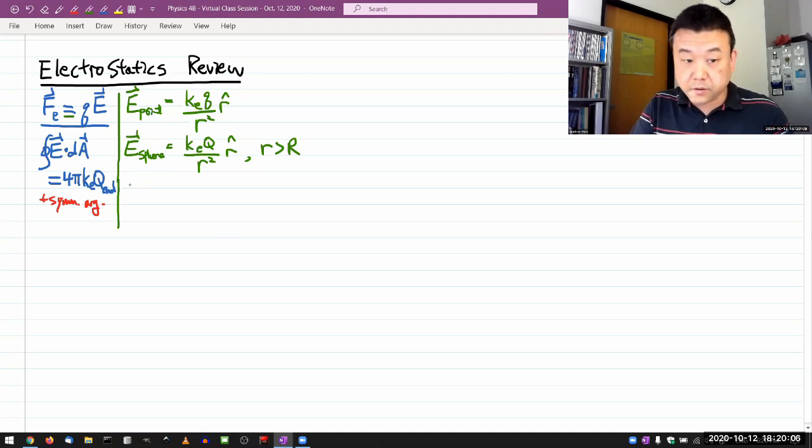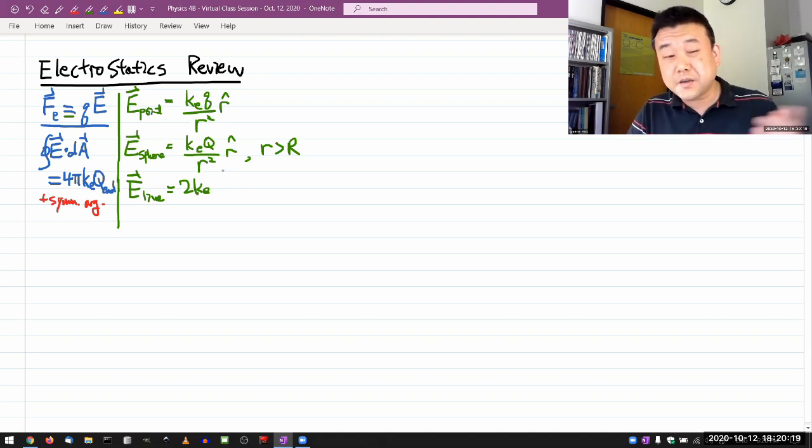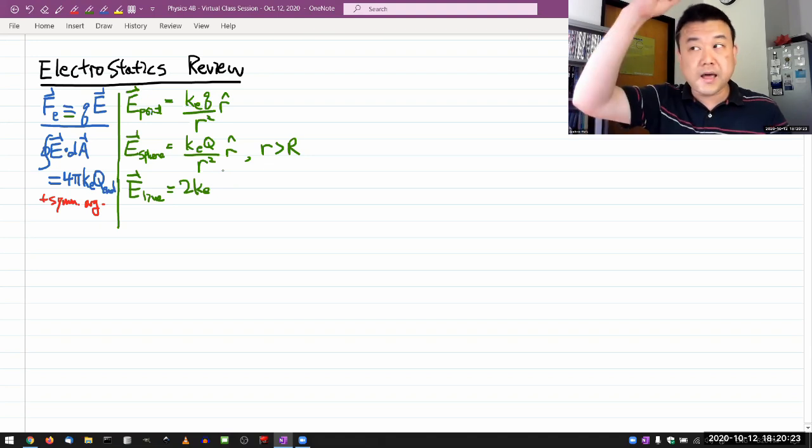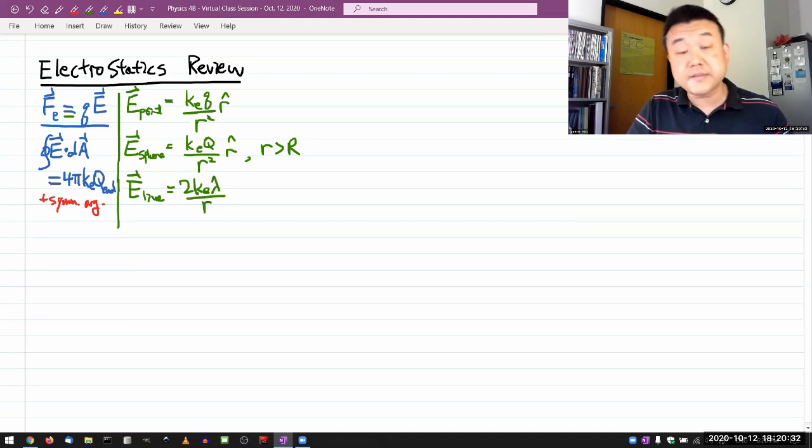There's a second one due to a line of charge. So electric field due to an infinite line of charge is given by 2 times Coulomb constant times, here it's not going to be an amount of charge, it's going to be charge density because it's an infinite line. The actual amount is infinite. So linear charge density lambda divided by distance r, distance from the line, times r hat.